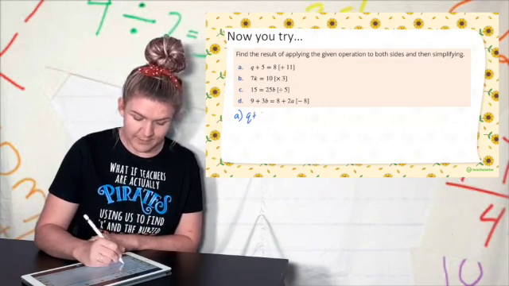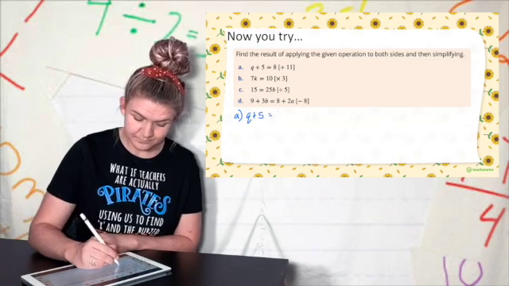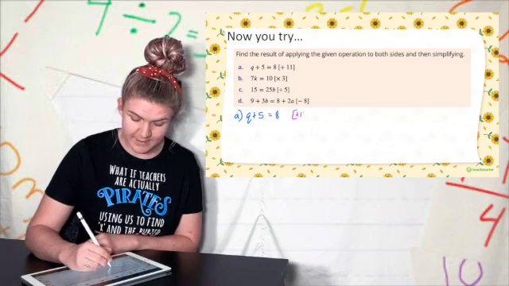A, q plus 5 equals 8. Write out what I'm going to do to both sides.